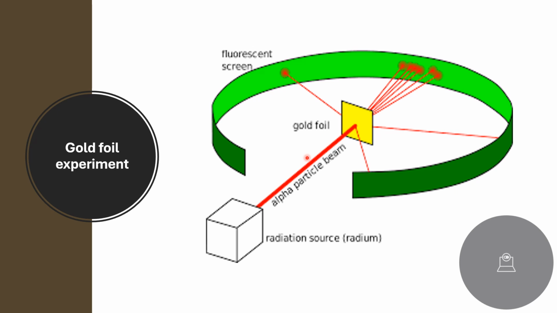During the experiment, the scientist fired alpha particles. The alpha particles are positively charged particles and they were allowed to pass through a thin gold foil. Behind the gold foil, you can see there is a fluorescent screen that would glow when an alpha particle hit it.